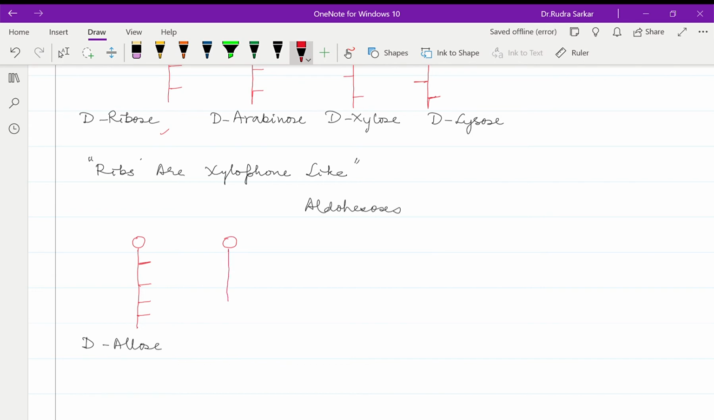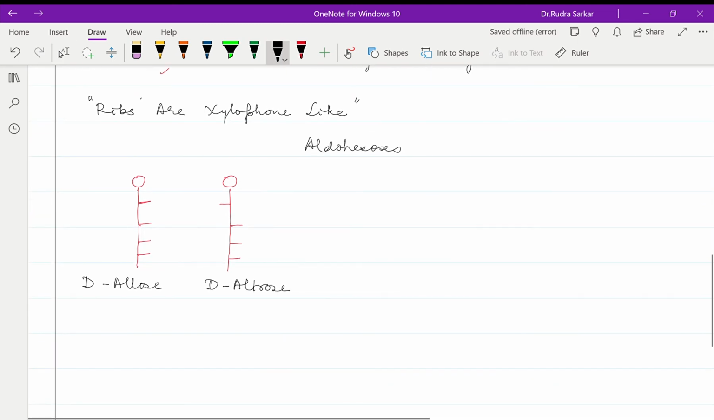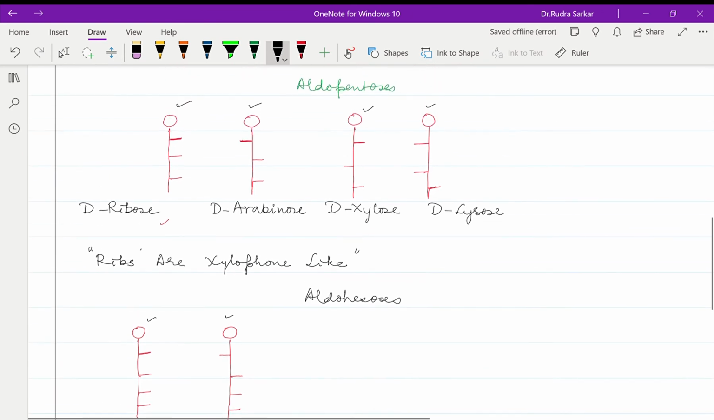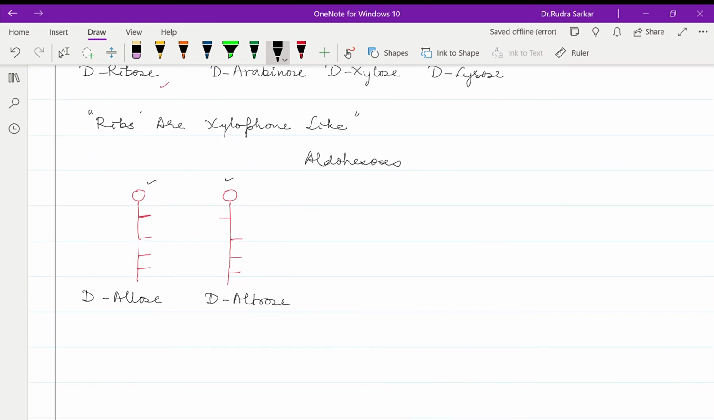Again, you use the ribose, just like that. 1, 2, 3, but the next one will be on the left hand side. This is called altrose. Okay, so these two, allose and altrose, are coming from D-ribose, one can think of.